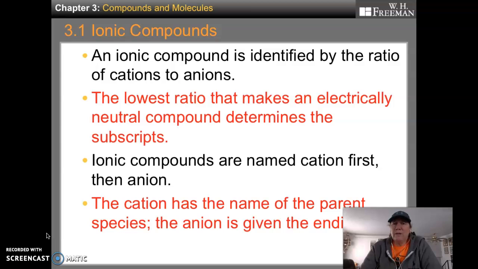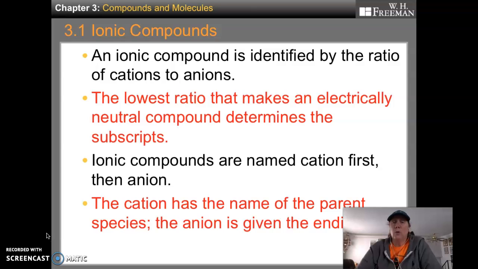Okay, an ionic compound definitely has a ratio. It always has to be the cations, anions. The lowest ratio makes it electrically neutral. So again, the cations and anions charge have to equal each other. If the cation is +2, the anion has to be -2.